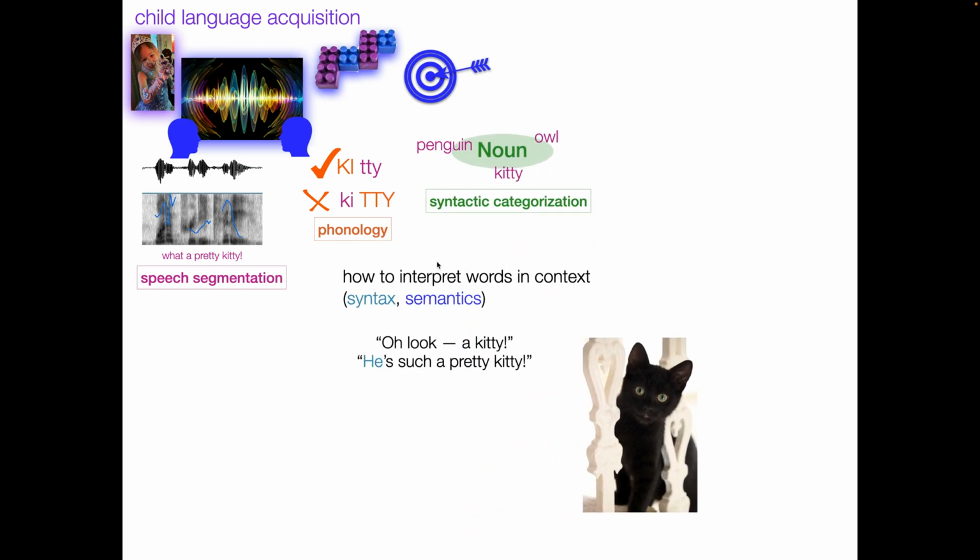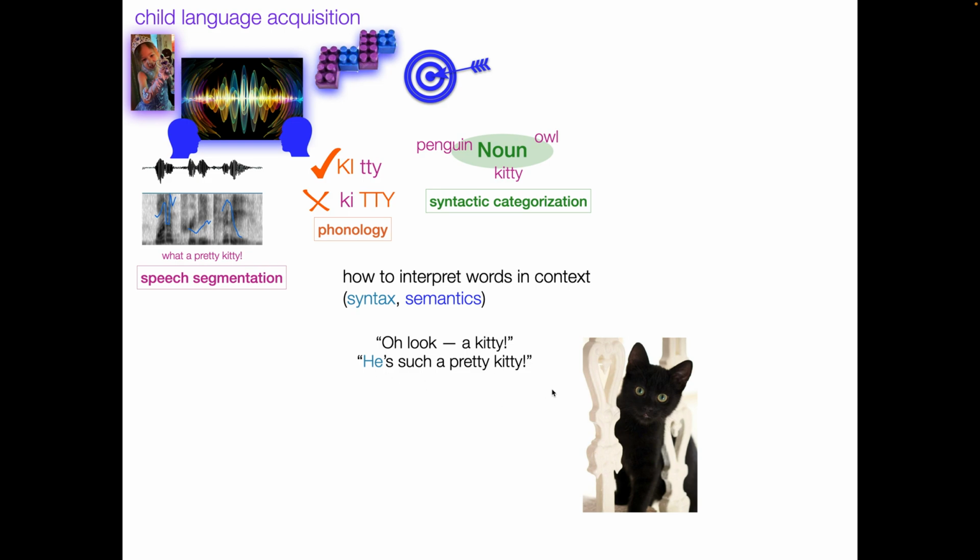You also need to learn how to interpret words in context using your knowledge of syntax, language structure, and your knowledge of semantics, what words can mean. So here's an example. Oh, look, a kitty! He's such a pretty kitty. What does he refer to? Well, most likely this kitty that we already introduced. It doesn't have to be, but most likely your syntax and semantics will kind of zero in on that as the most likely interpretation for this pronoun he.